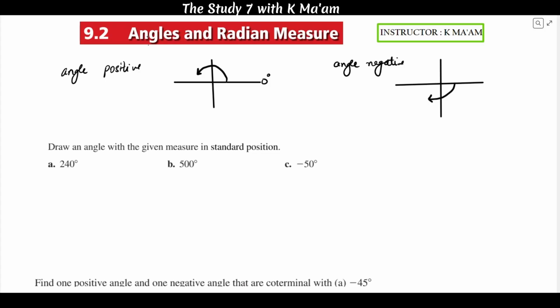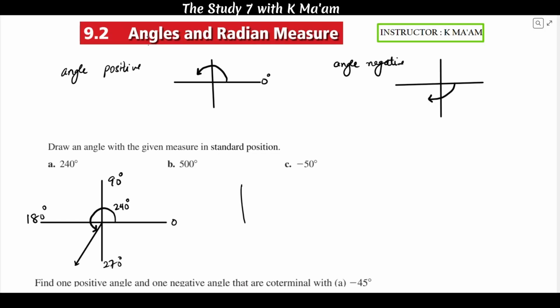Let's start. We have to draw the angle 240 degree. This is 0, this is 180 and this is 270. Difference of 90. So I want 240. 240 is here. You will move from this and end up till this. That's it. This is 270 degree. This total angle is 240 degree here.